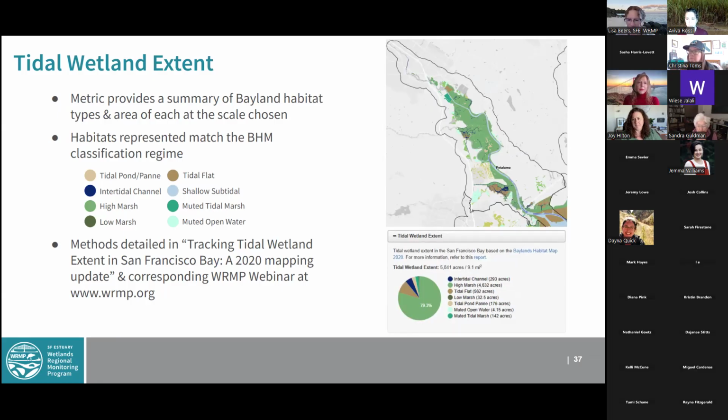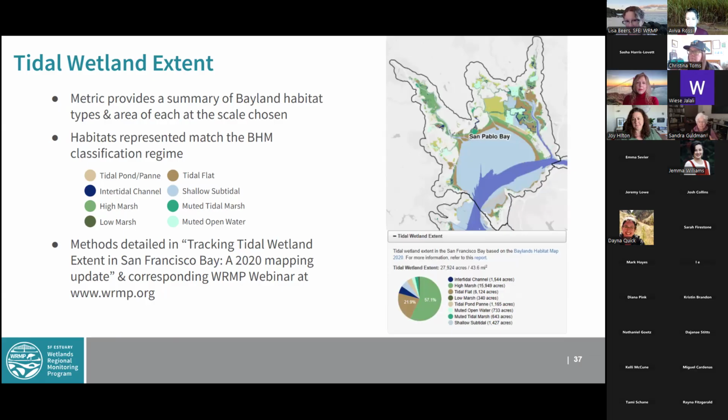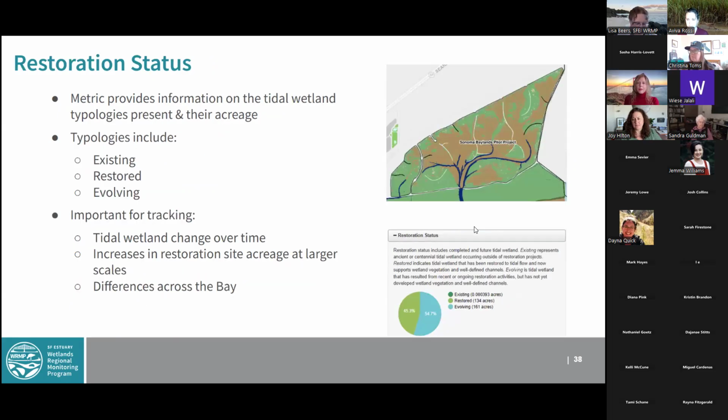So just to scroll back down, just to see the changes that are represented in habitat types. And you also have the area for each wetland type included. Our next metric is restoration status. So this is bringing in the 3 different typologies that I just discussed of existing, restored, and evolving tidal marshes. And so this metric provides area estimates on these typologies, and also you get a sense for how it changes at the different scale that you're interested in.